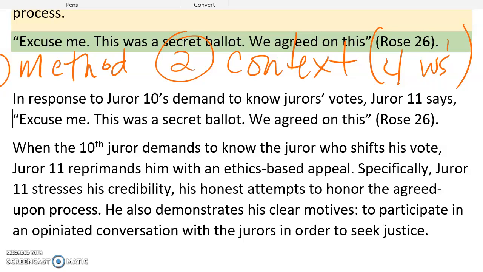Right now, do I have enough context? Who, what, when, where? I think so. Who? Juror 10, Juror 11. What? In response to Juror 10's demand to know jurors' votes. I hit 2 of the 4. I think we're good. Okay. In terms of the method that I'm using, identifying the speaker, totally. I think this is the right choice for me in this case.